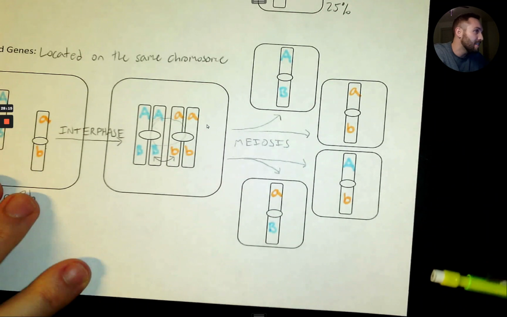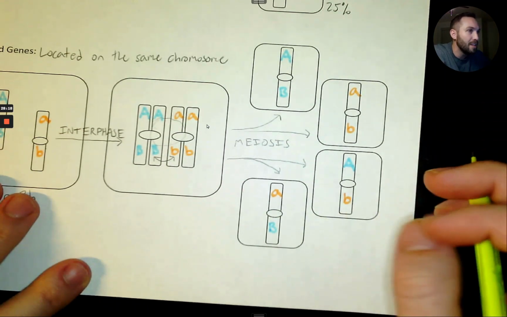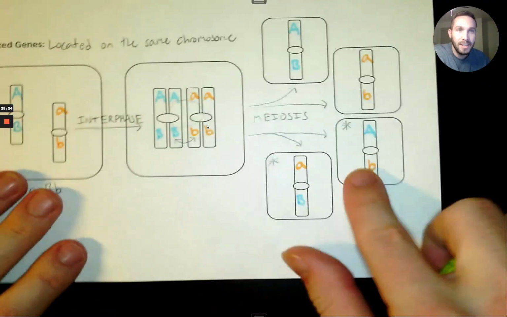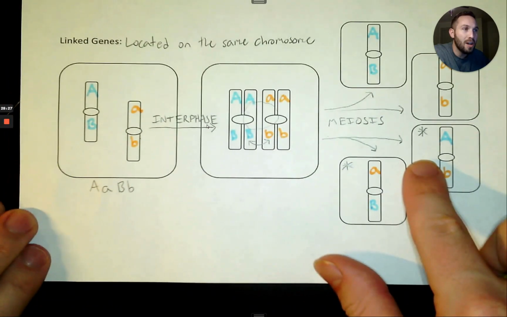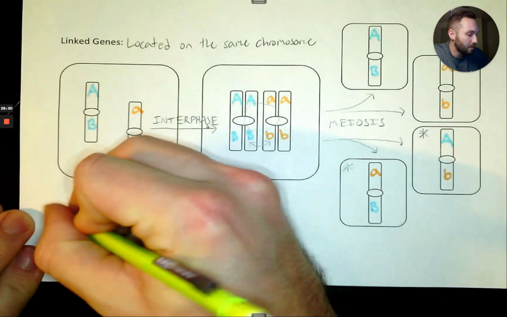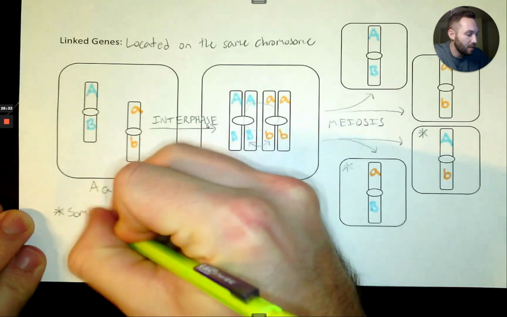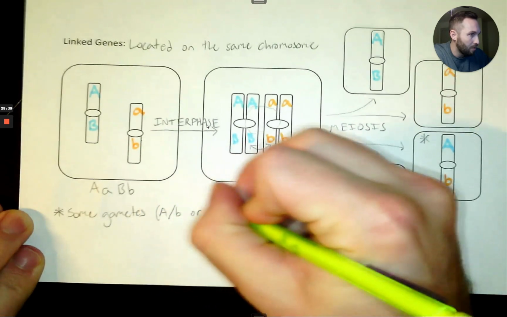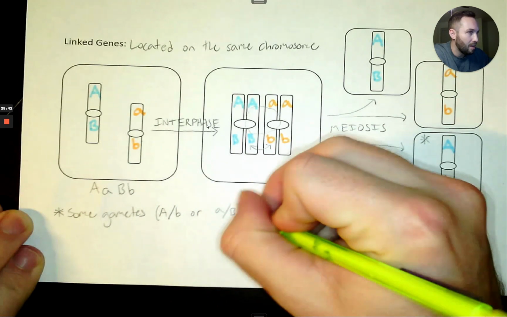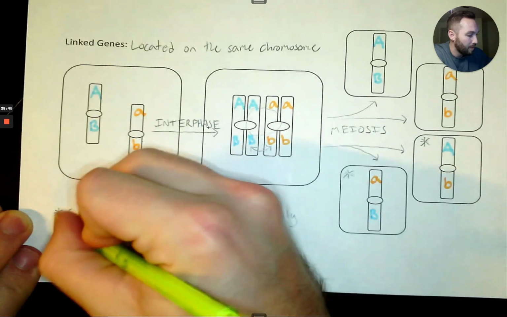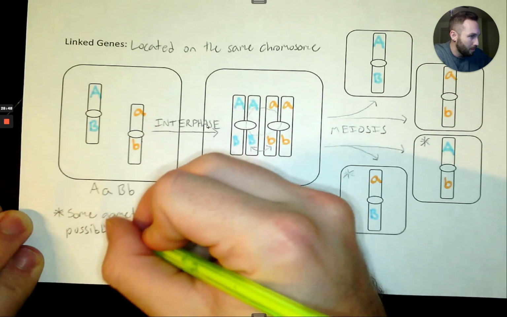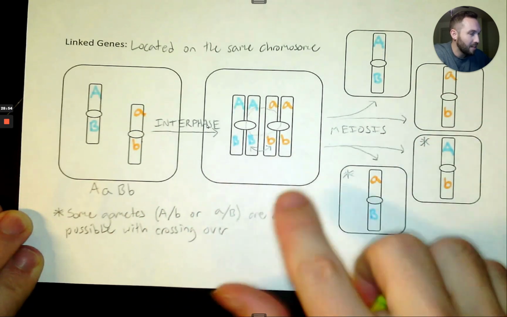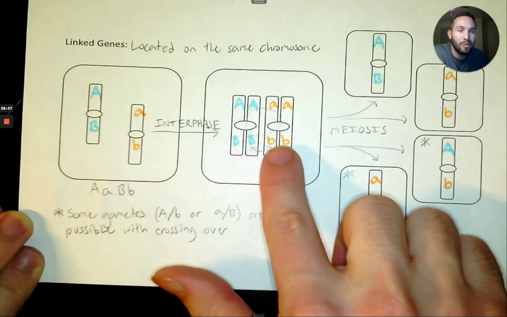And so because these outcomes rely on crossing over taking place, which I'll even write a star right here, these two combinations are technically possible, but those gametes are only possible due to crossing over. So right here, I'm going to write some gametes, the ones with a star, which is like the big A with the little b, or the little a with the big B, are only possible with crossing over. Like that relies on crossing over happening in a specific way between these homologous chromosomes when they were pairing up during meiosis.